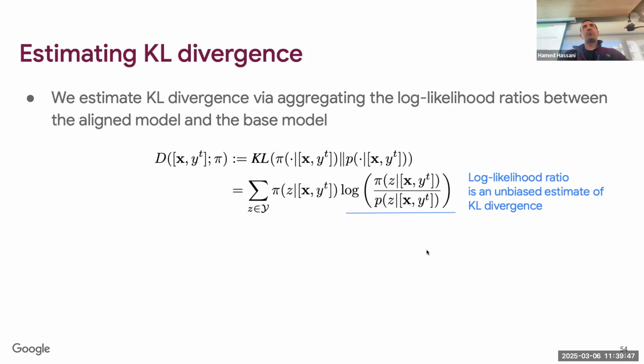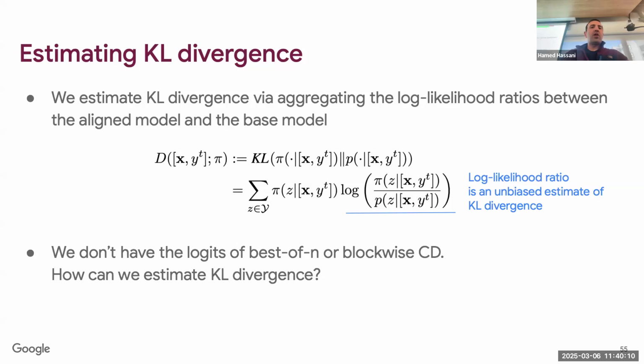Now, if I have two models, p and pi, let's say I trained a model p and I trained another model pi, I have the logits, so I have these likelihood ratios, I can just take them and compute this log likelihood ratio. It's an unbiased estimate for KL divergence. So I can just use it and then I can estimate my KL. So that's simple. But we don't have the logits for other inference-time methods that I just talked about, like this block-wise controller or best-of-n. And the question is, how can we actually estimate the KL divergence for these models?